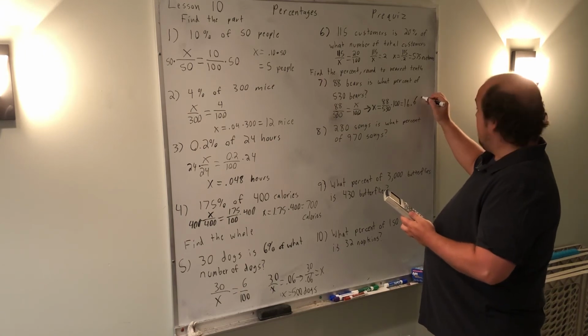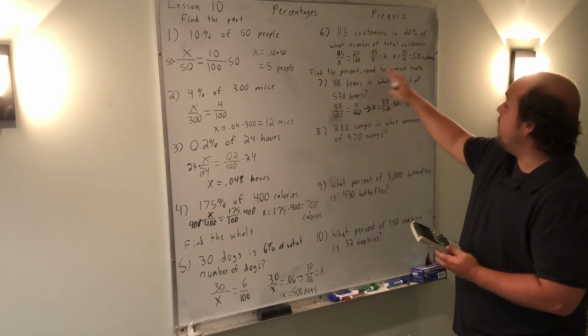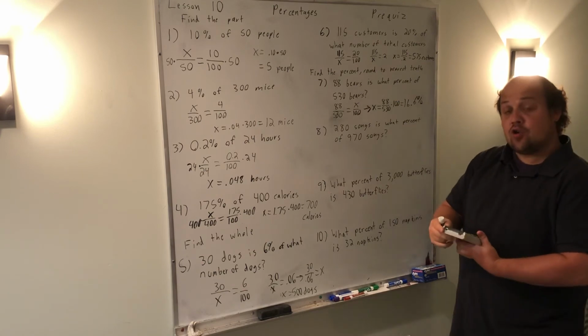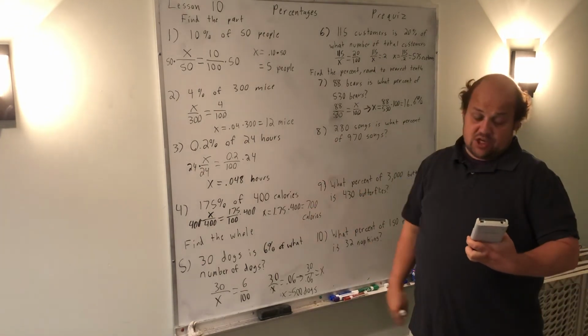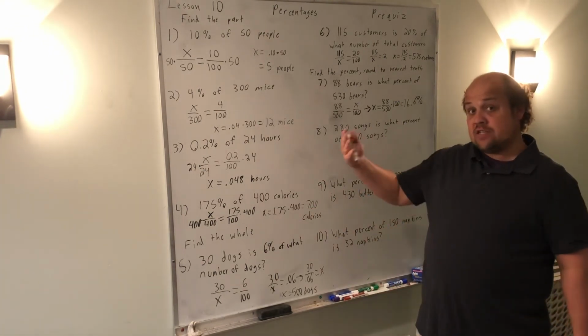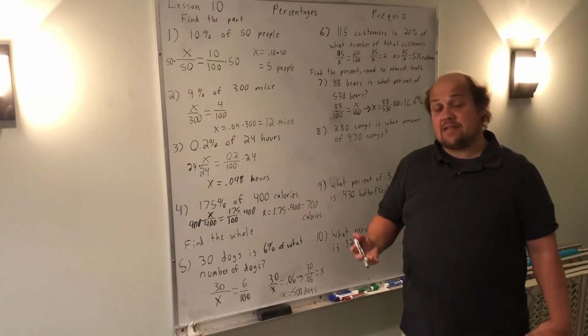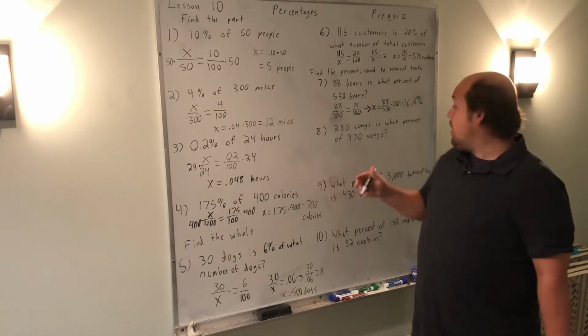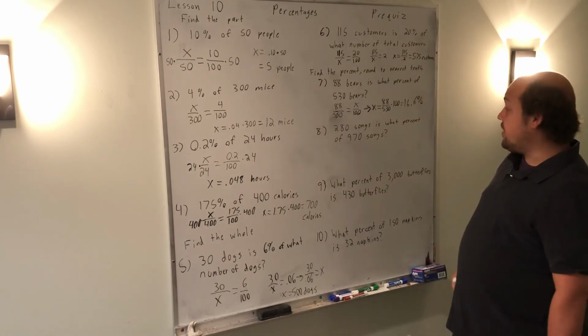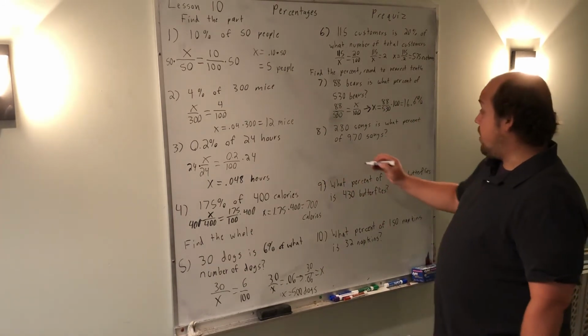16.6%. I want to be careful here. It tells me to round to the nearest tenth. So I want to look at the number after the tenth digit. In this case, it's a 0. Because it's 4 or less, I can drop it and just keep that 6. If I'd gotten something that was 5 or more, I'd have to round up and change that 6 to a 7.